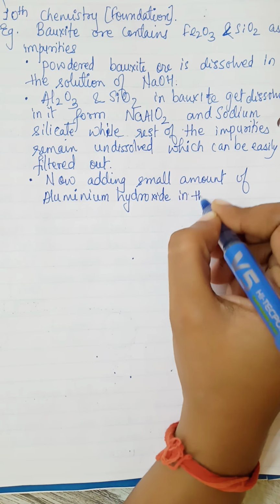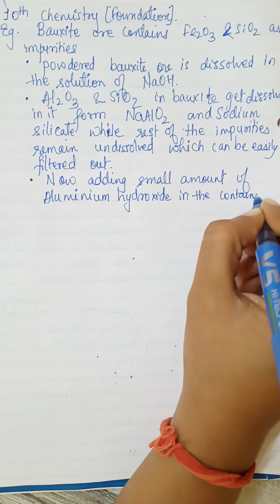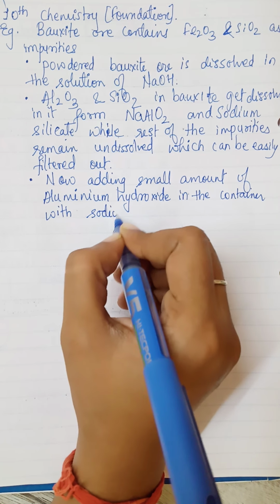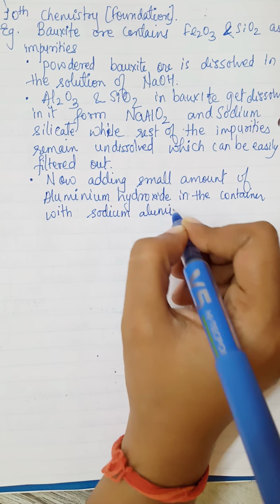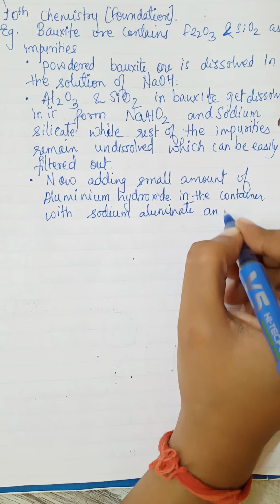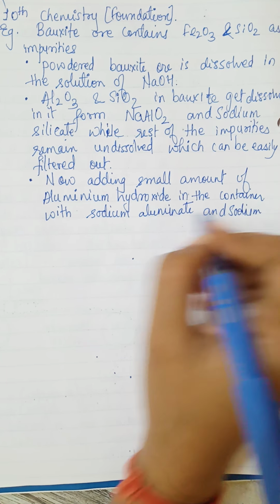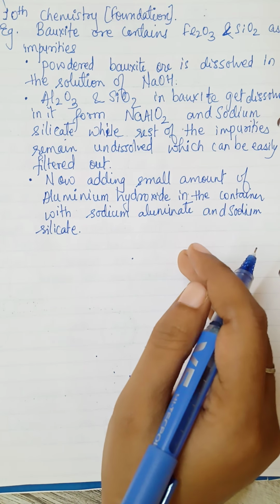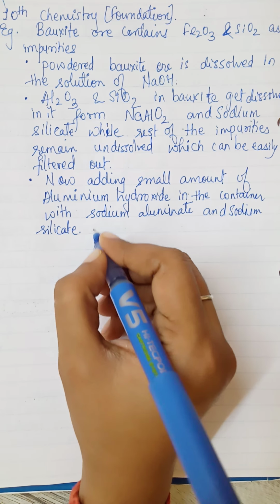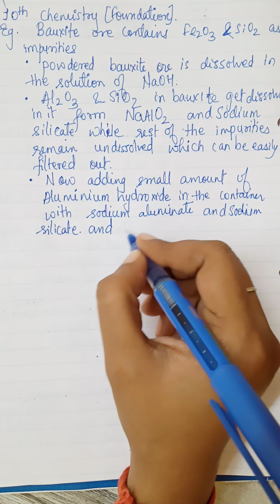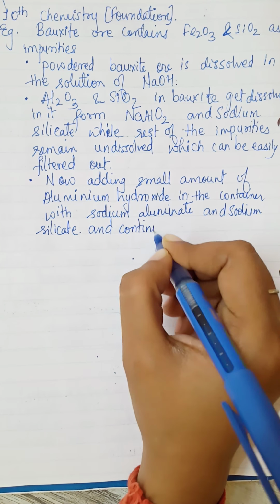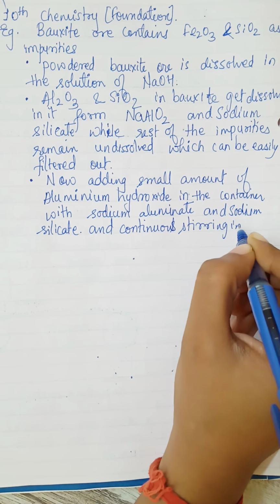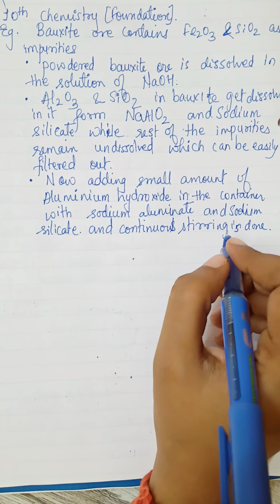In the container with sodium aluminate and sodium silicate. Where sodium aluminate and silicate are present, we have mixed it with them, okay, and continuous stirring is done. So we are continuously stirring it.